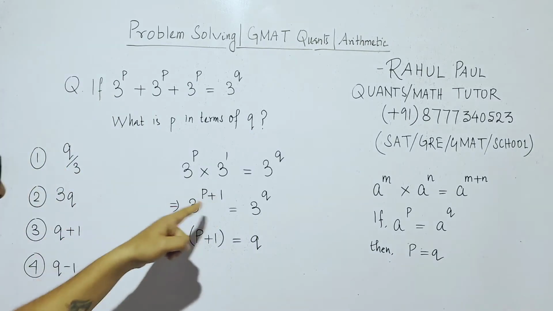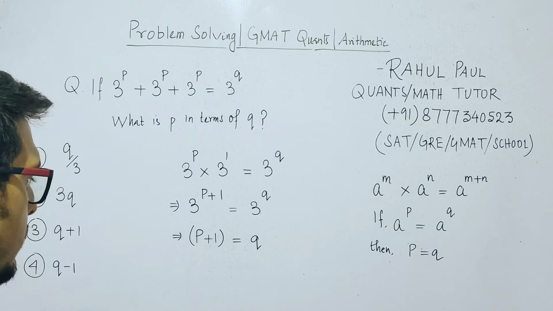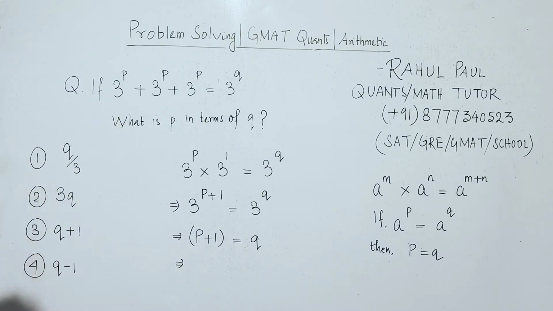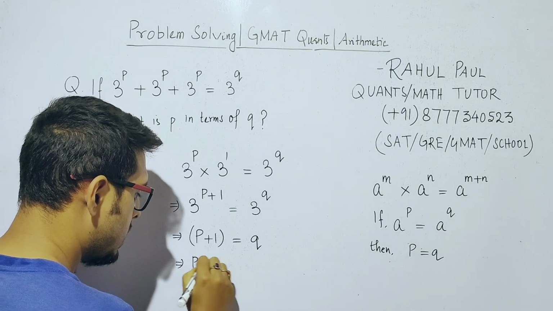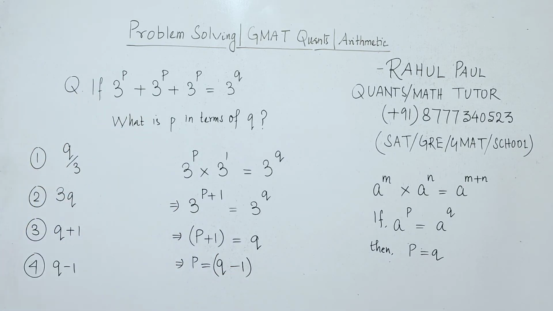Here the exponent p plus 1 plays the role of p, a has the value of 3, and again this is q. So final conclusion: the question is, what is p in terms of q? Your answer shall be p equals q minus 1. The final answer is p equals q minus 1, which is option D.